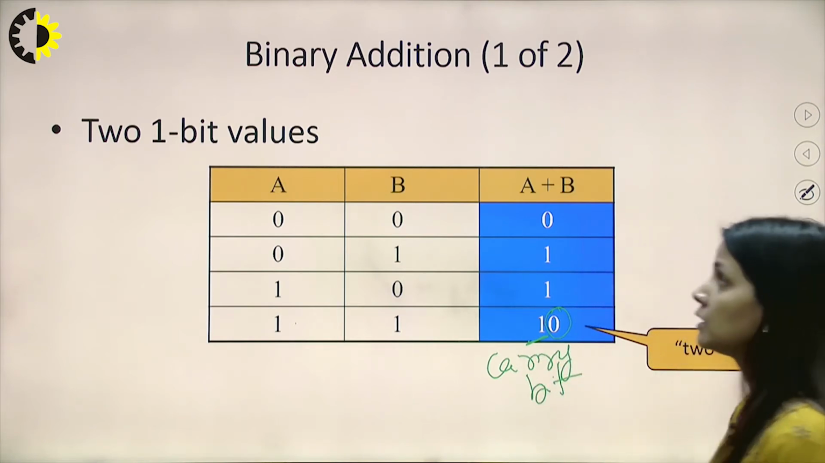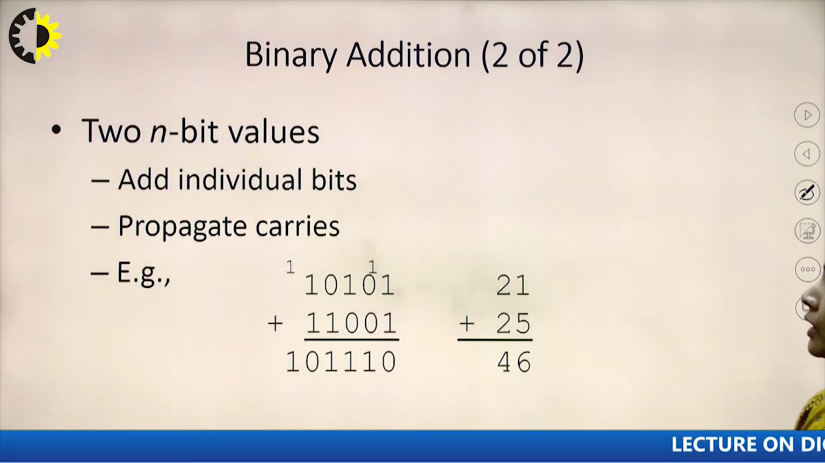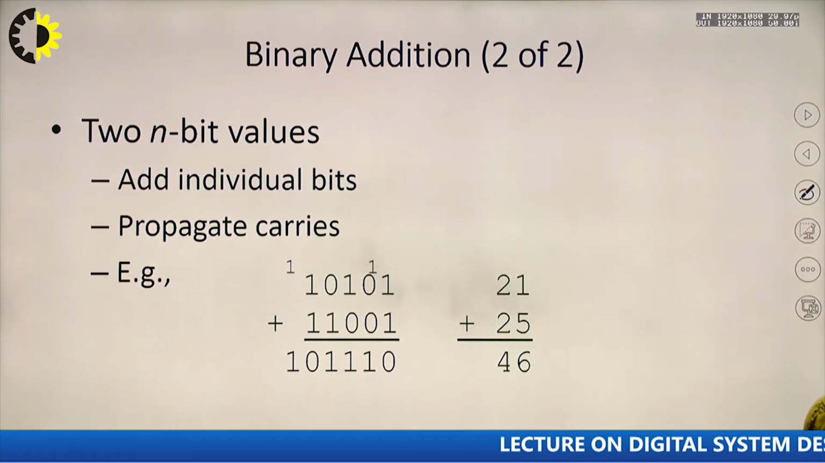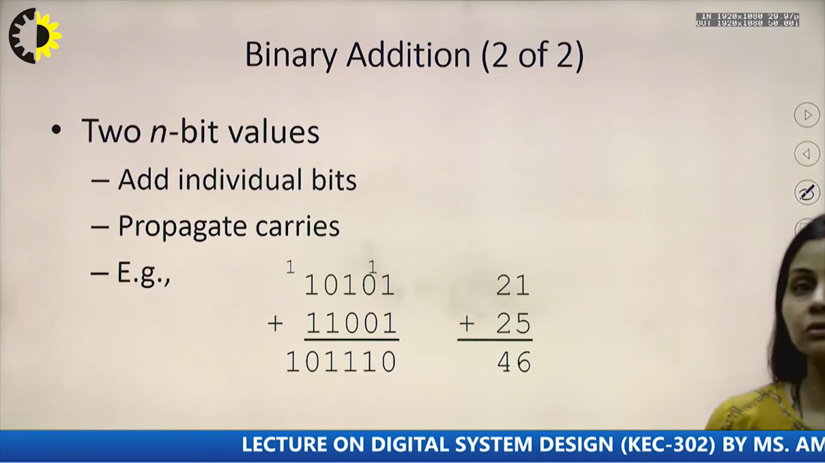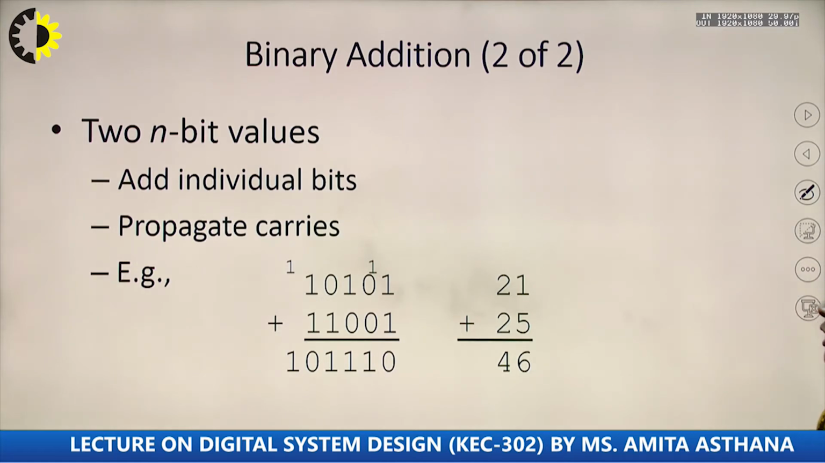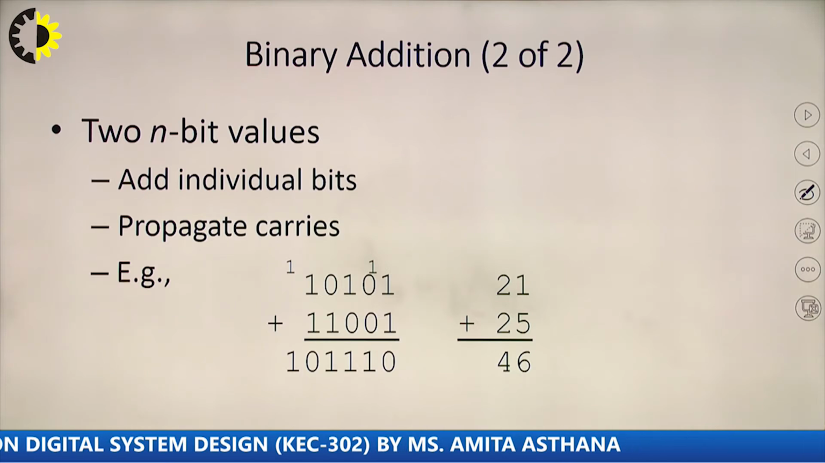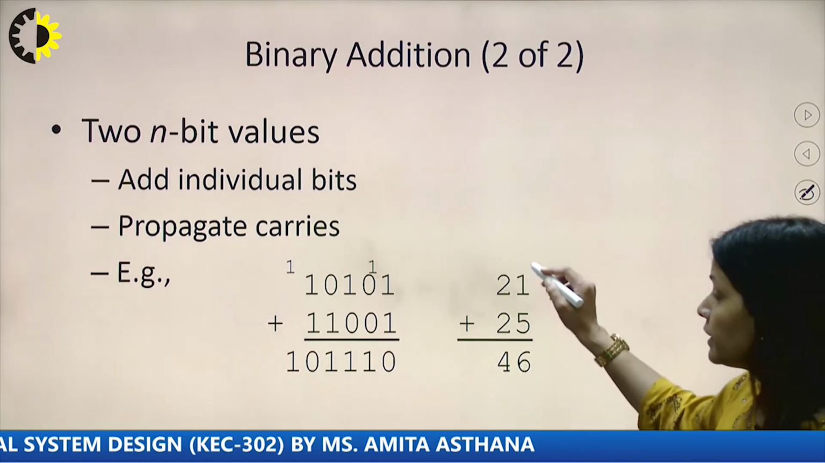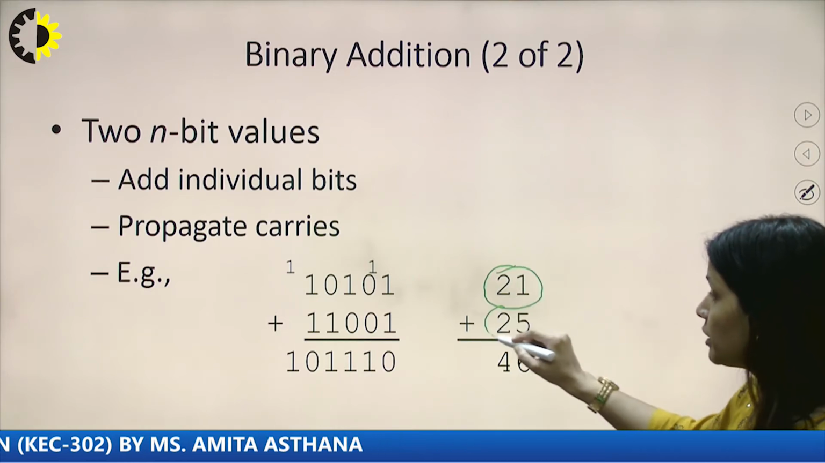Okay, this is binary addition. Now, to add two n-bit values, how do we add two values which have 2 digits? Let us consider one example. Let us calculate 21 plus 25.